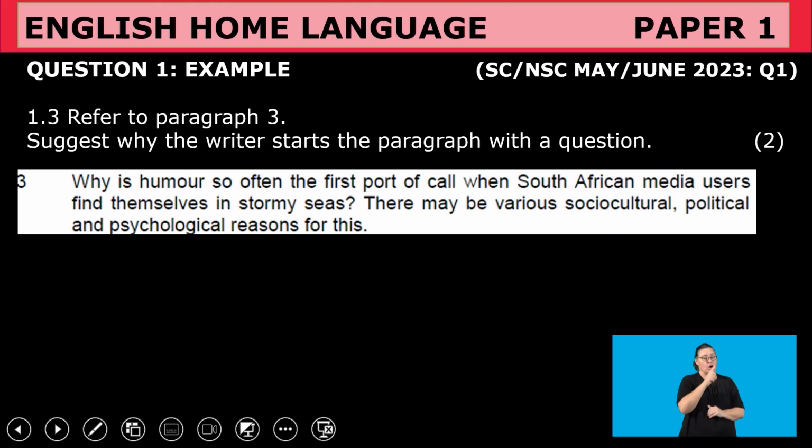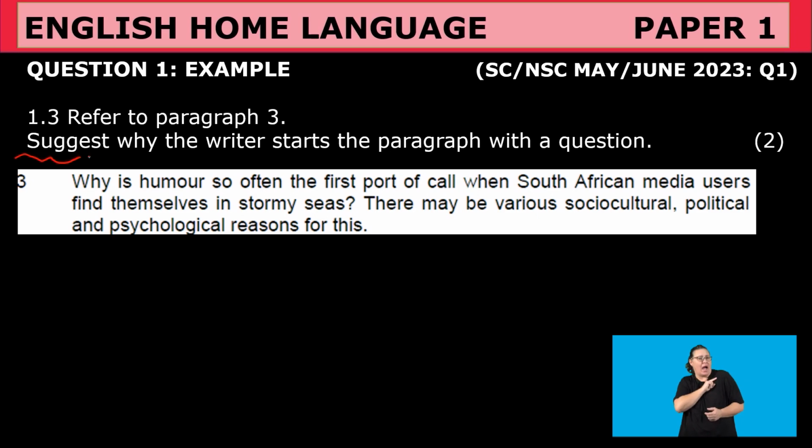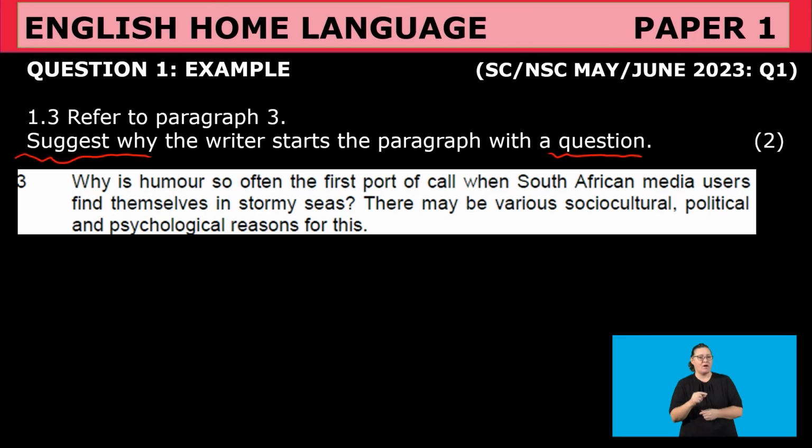The first question we will look at is question 1.3 in comprehension. The question says, refer to paragraph 3, suggest why the writer starts the paragraph with a question. Now this is a style question. You will have to use your knowledge of rhetorical questions and their functions and apply that to the context. You can see here the paragraph has, why is humour so often the first port of call when South African media users find themselves in stormy seas?